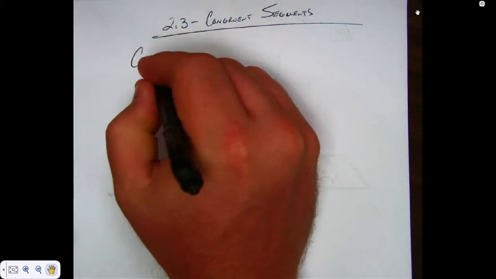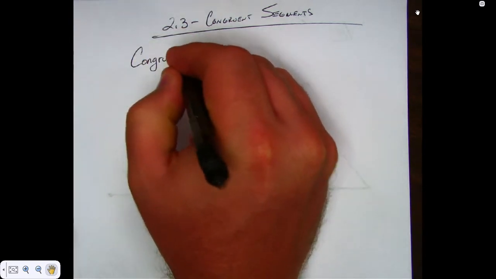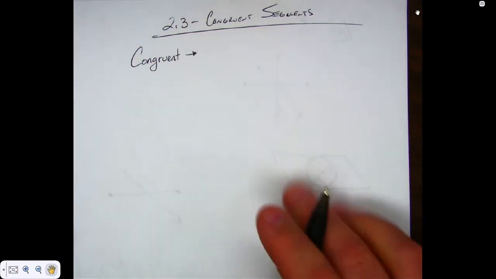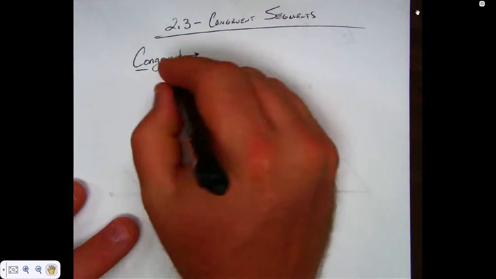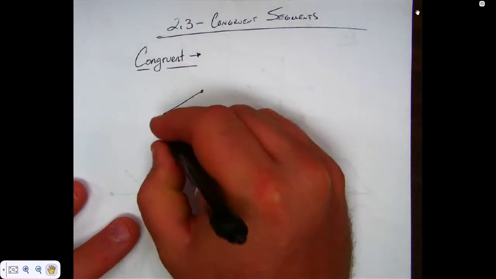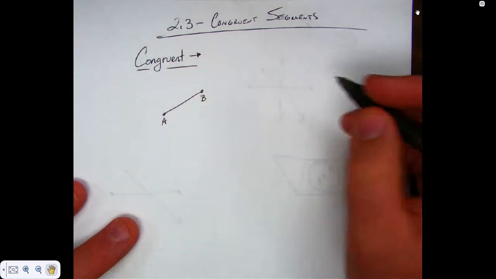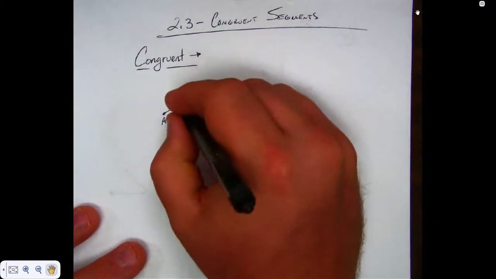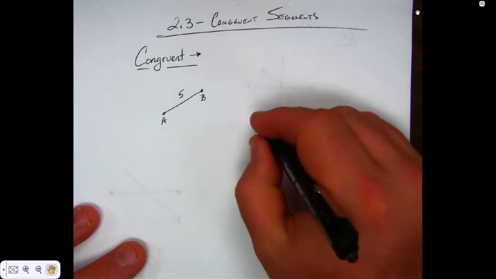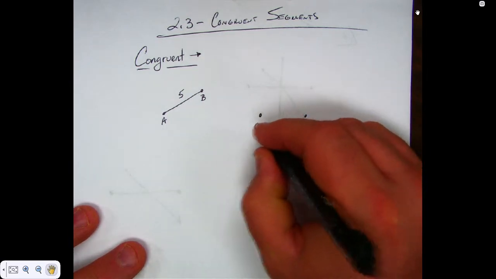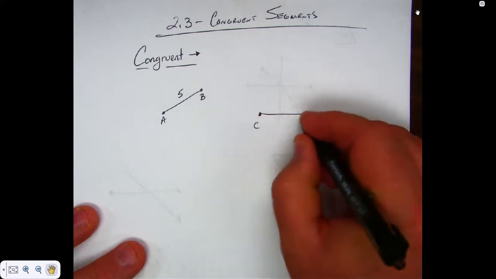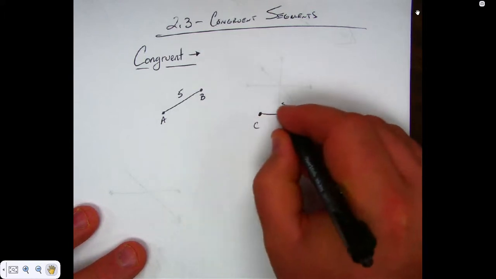I guess. Have we talked about congruent in here yet? No. Congruent is an important word. Okay? Let's say we have a segment, A to B, and the length from A to B is 5. Then we have another segment over here. We'll call it C to D. And the length from C to D, the length of that segment is also 5.